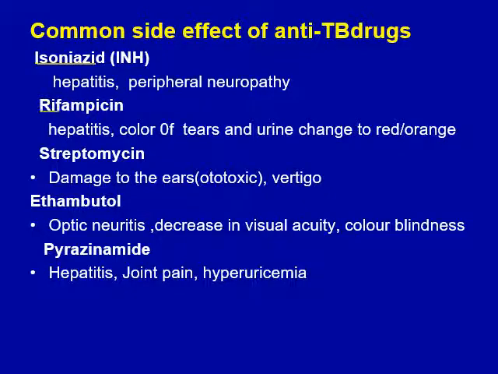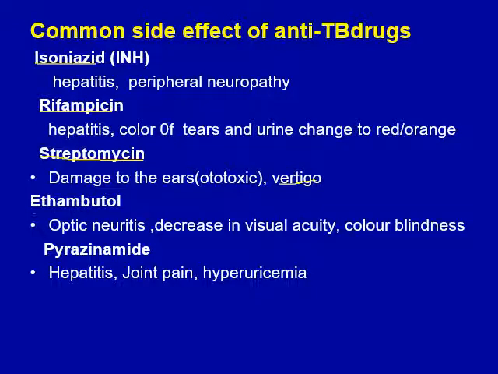Rifampicin can also cause hepatitis, jaundice and arthritis, or it can change the color of tears and urine to red-orange. Streptomycin is ototoxic, it can damage the vestibulocochlear nerve, or eighth cranial nerve, and result in vertigo.